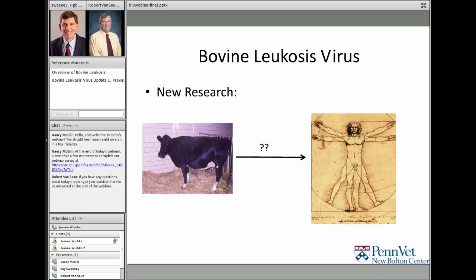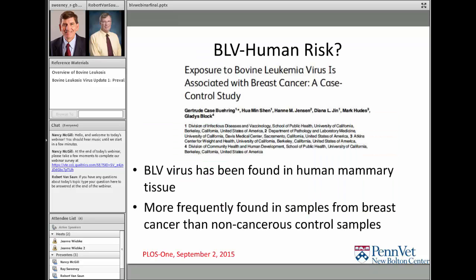There is now evidence that the bovine leukemia virus can indeed infect people. This is an image of the title page of the study that I'm talking about. This is a study that was performed in Berkeley, California by physicians there in their hospital. As you can see, the title of the article is Exposure to Bovine Leukemia Virus is Associated with Breast Cancer. This is, of course, in people, a case control study.